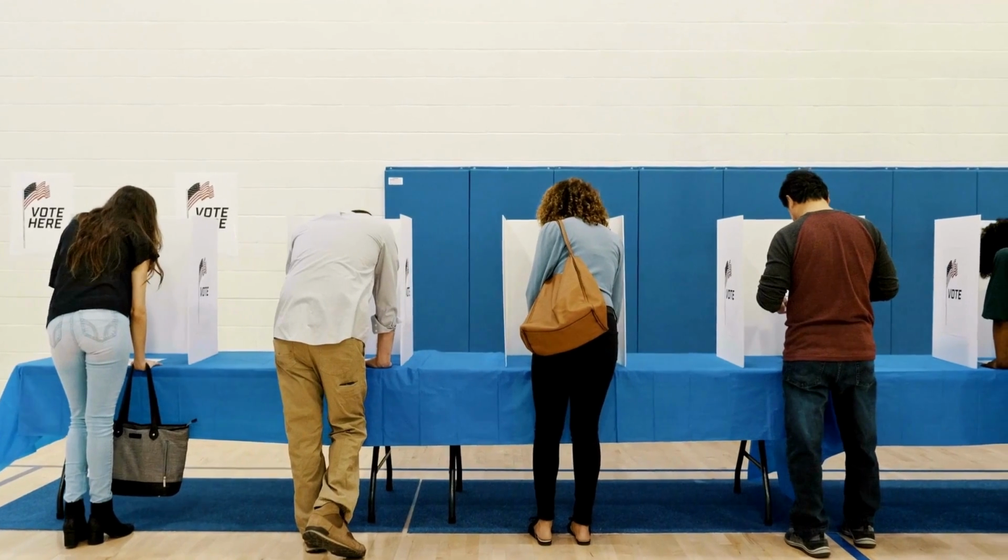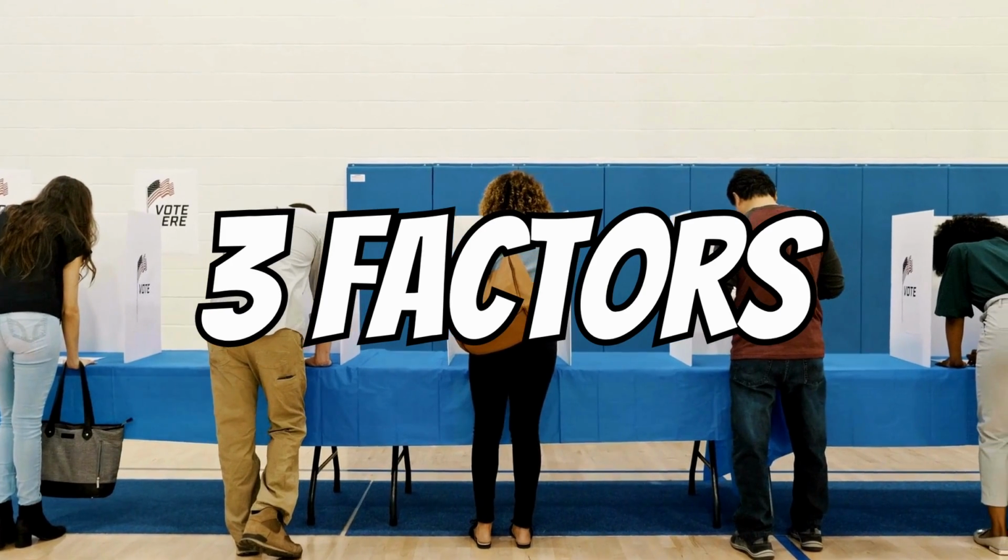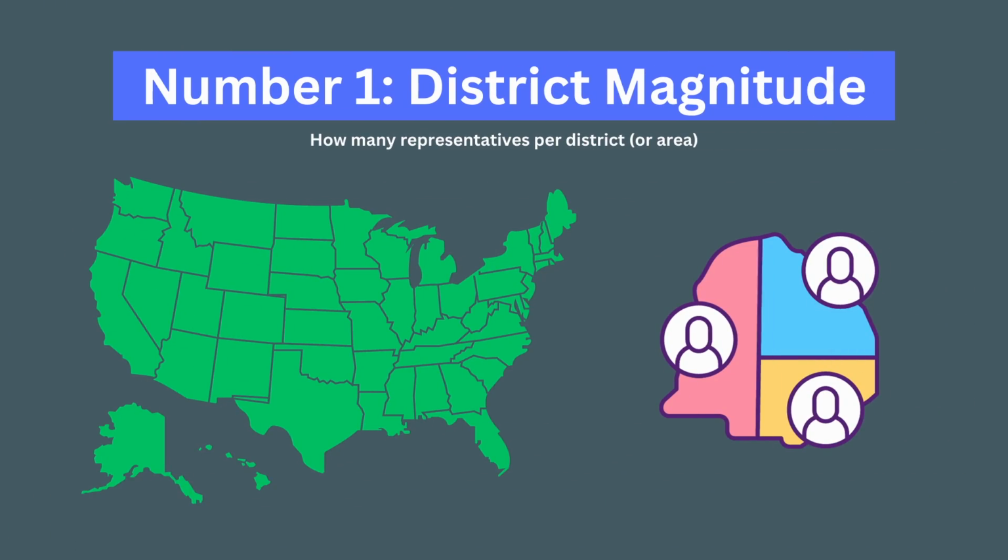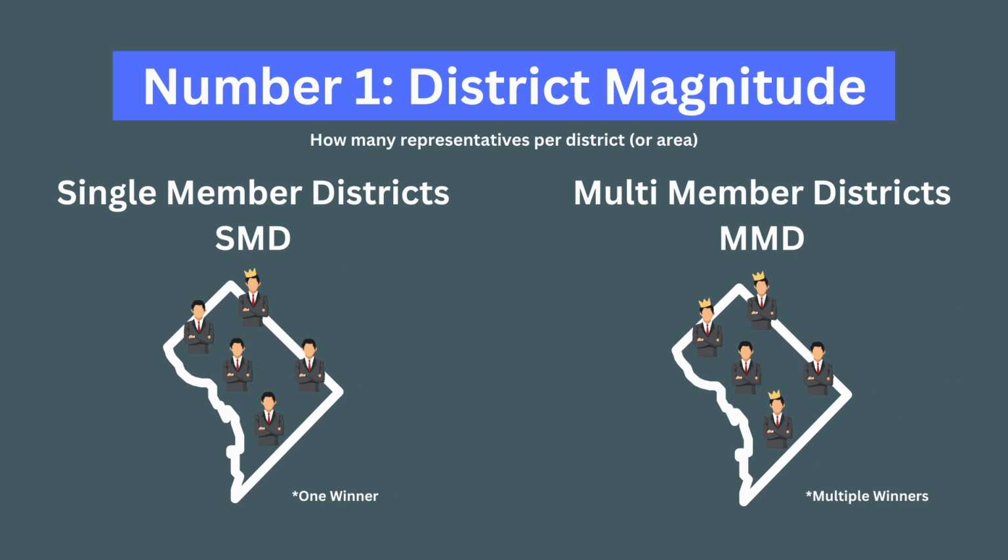All democracies have a voting system, and there are three factors that separate elections. Number 1. The district magnitude. This relates to the number of elected representatives per district, or in other words, how many people are represented in one area. There are two types of districts, single-member districts and multi-member districts. As the name suggests, SMDs allow one winner, while MMDs may allow more than two winners.